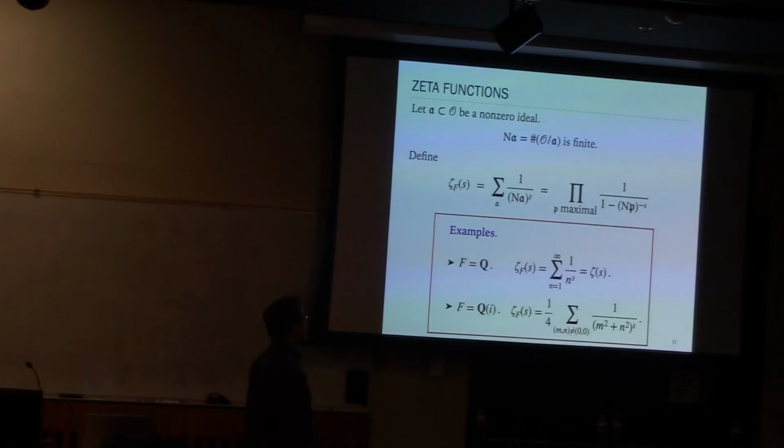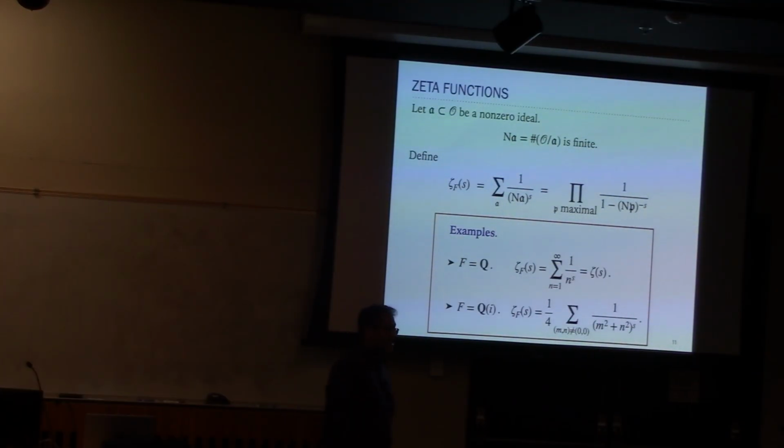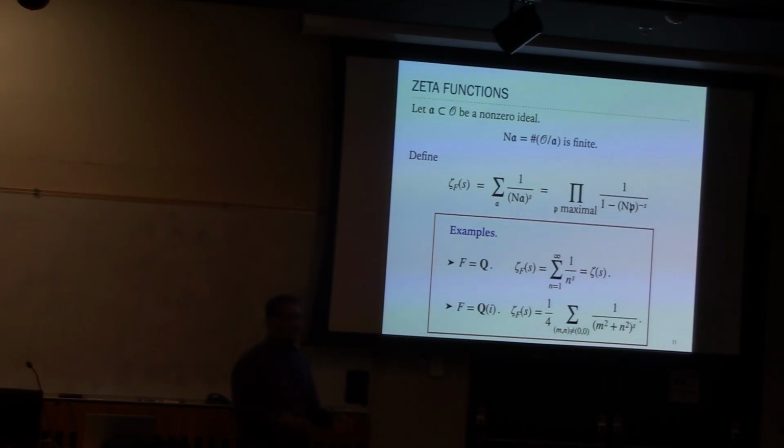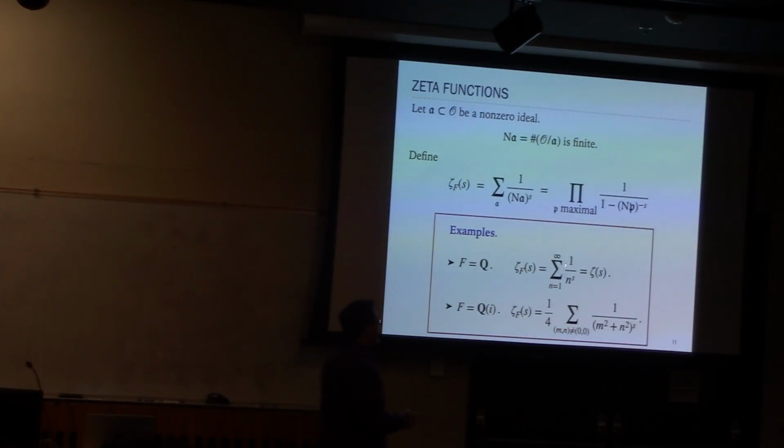Okay, so the simplest example is if F is Q, then the non-zero ideals of the ring Z. So remember, O is just Z in that case, the ring of integers. The non-zero ideals of Z are just generated by positive integers, right? Each positive integer generates an ideal. What's the size of Z mod nZ? That's just n. So you're just taking the sum as n goes from 1 to infinity of 1 over n to the s, which is just the usual Riemann zeta function, right? So in general, this is some generalization of that.